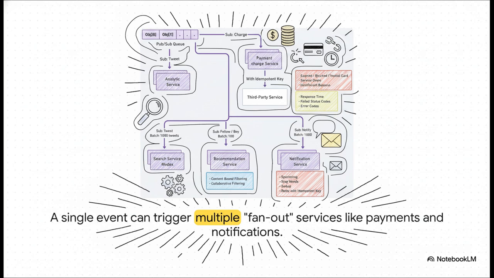Instead of having one giant, clunky service try to do everything, the system simply announces, hey, a purchase event just happened. Then, all these smaller, specialized services, one for payments, one for notifications, and so on, are all listening for that event, and they do their specific job independently. This fan-out model is how these systems can handle millions of actions at once without breaking a sweat.